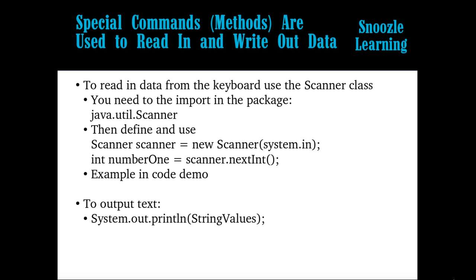So for this first example, with the code I'll be doing next, for the keyboard, to get data from the keyboard, you use something called a Scanner class. We'll go into this later, but you need to import, with a basic Java statement, the Scanner class so you can use it. Then you run it by declaring and defining the scanner, with the example here, and then reading in values. And again, we'll have an example when I do the code demo next.